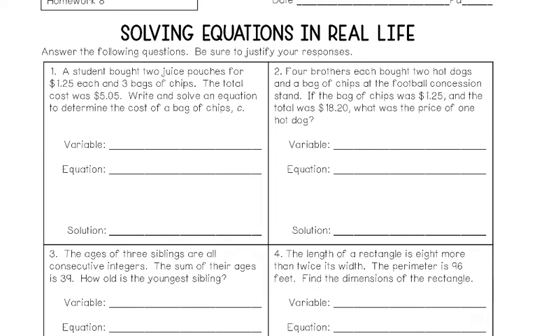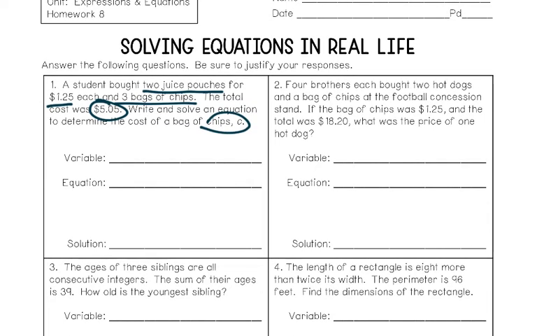So for number one, it is asking, a student bought 2 juice pouches for $1.25 each and 3 bags of chips. The total cost was $5.05. Write and solve an equation to determine the cost of the bag of chips, C. Since we are looking to determine the price of the bag of chips, we know that our variable is going to be price of chips.